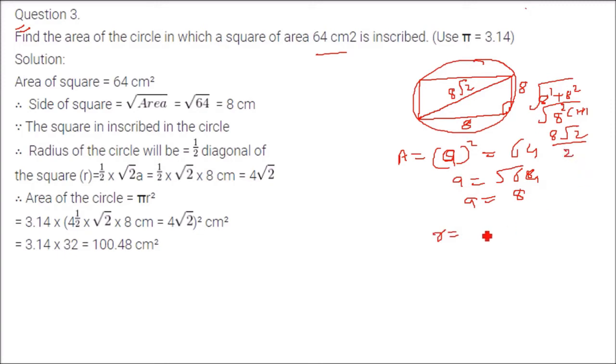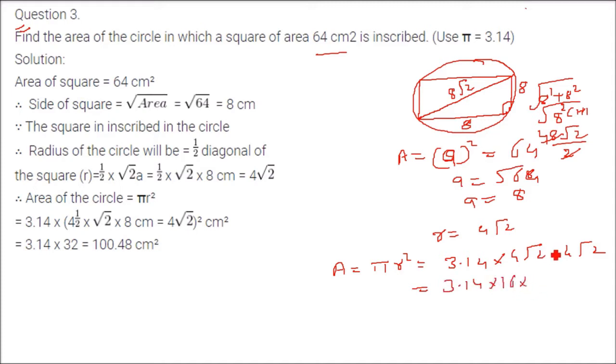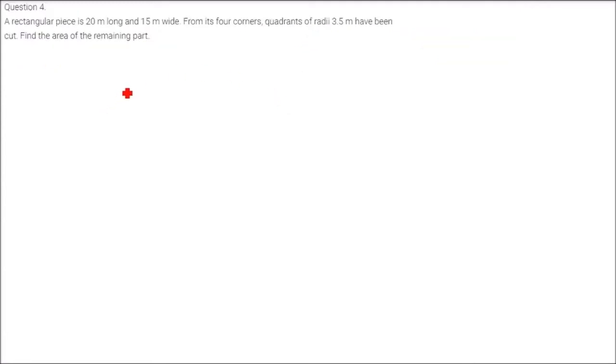Now, what is the radius? This is the diameter, so the radius will be 8 root 2 by 2, so it will be 4 root 2. 4 root 2 is the radius of this circle. Now what is the area of the circle? It is pi r square. So pi is 3.14, it is given that you have to take 3.14, and 4 root 2 into 4 root 2. This is going to be 3.14 into 16 into root 2 squared, which is 2. And this is going to be 100.48 centimeter square.